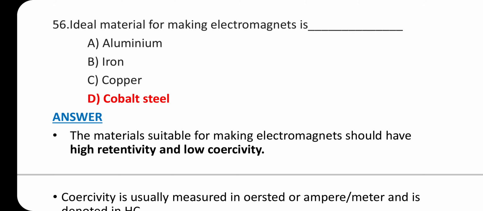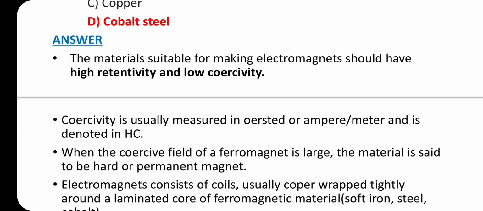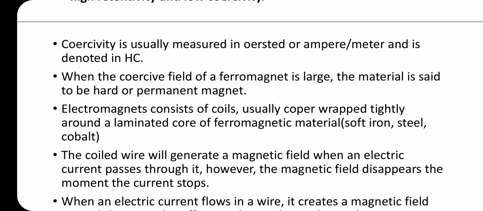56. Ideal material for making electromagnet is? Answer is option D, cobalt steel. The material suitable for making electromagnet should have high retentivity and low coercivity. Coercivity is usually measured in oersted or ampere per meter and is denoted as Hc. When the coercive field of a ferromagnet is large, the material is said to be a hard or permanent magnet.